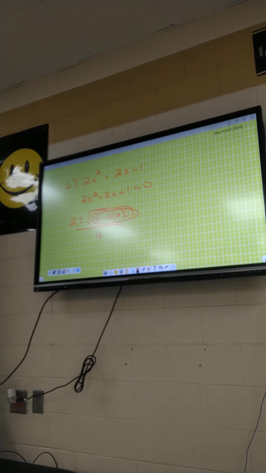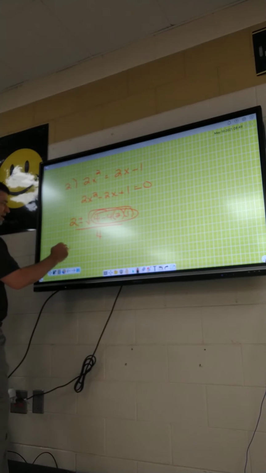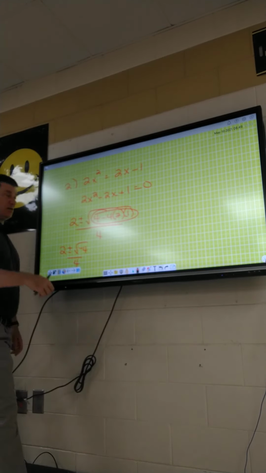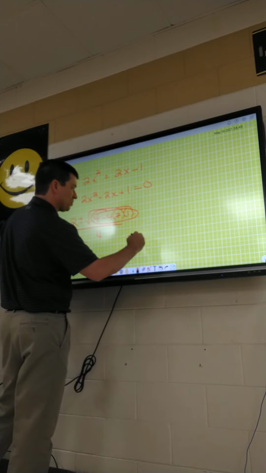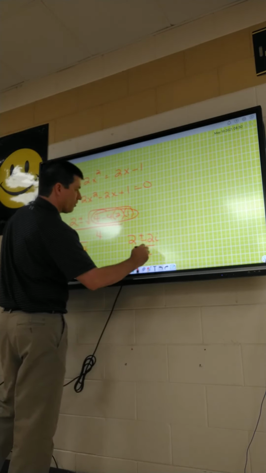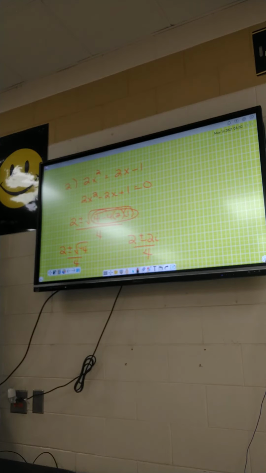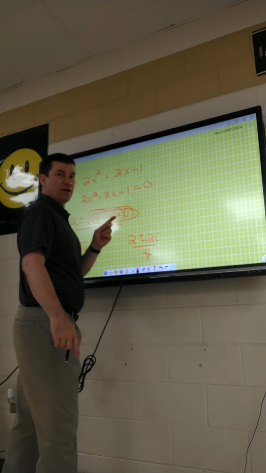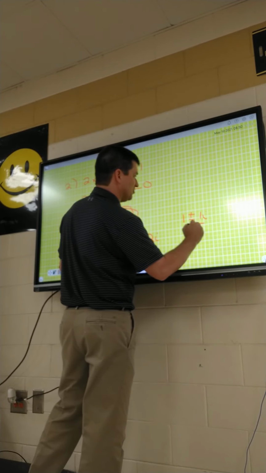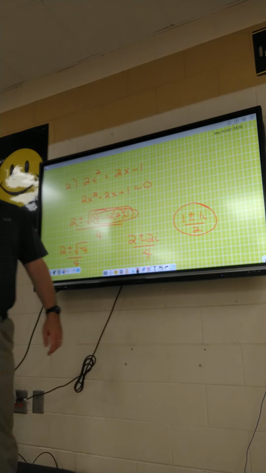square root symbol? -4. All right, well, look, we just did negatives, negative square roots. I think everybody should know the square root of -4 is what? 2i. So my answer is 2 plus or minus 2i over 4. Good. Divide every number by what? 2. So it's 1 plus or minus 1i over 2. There we go.